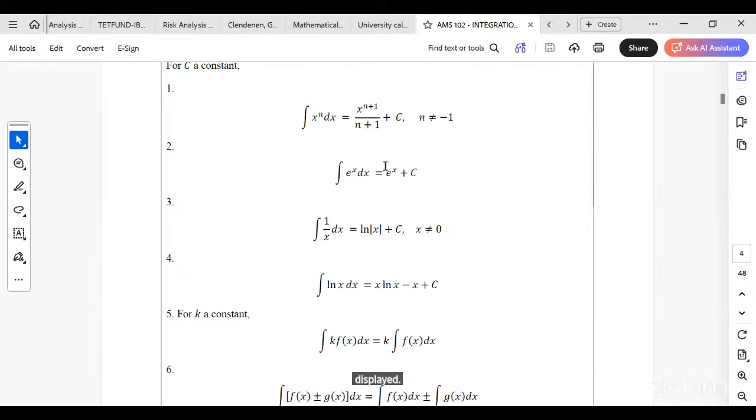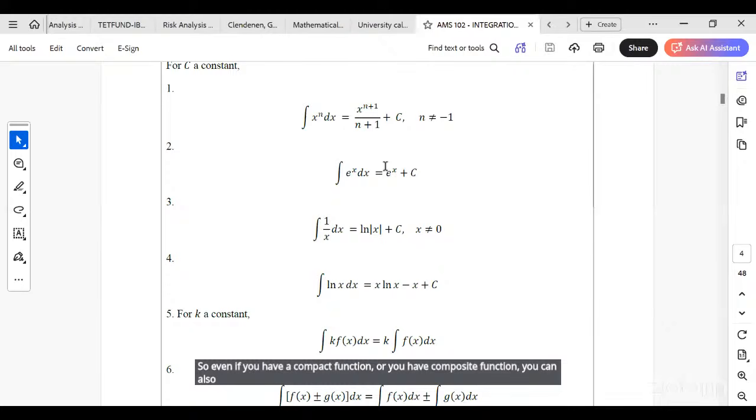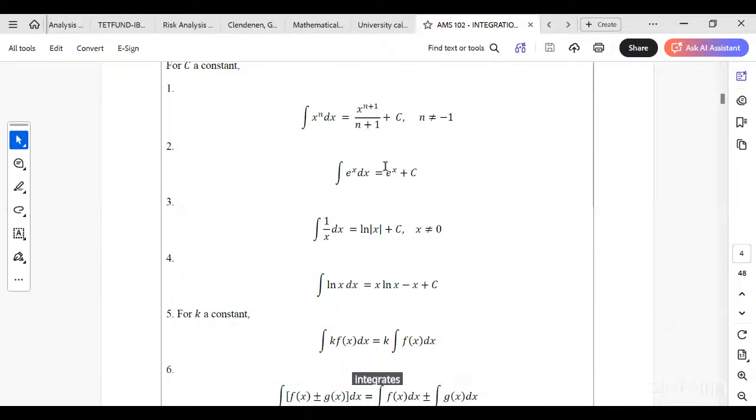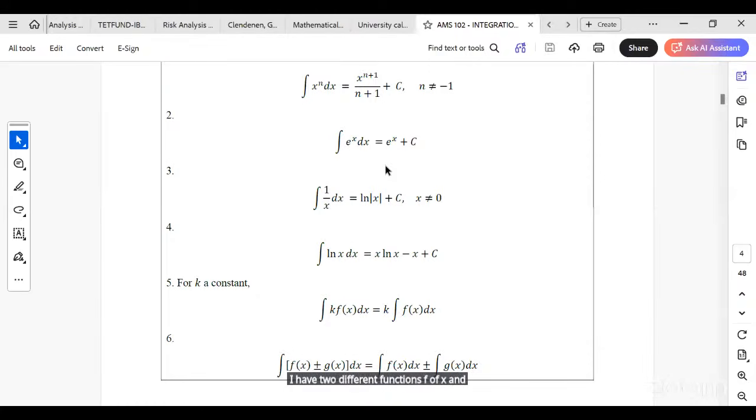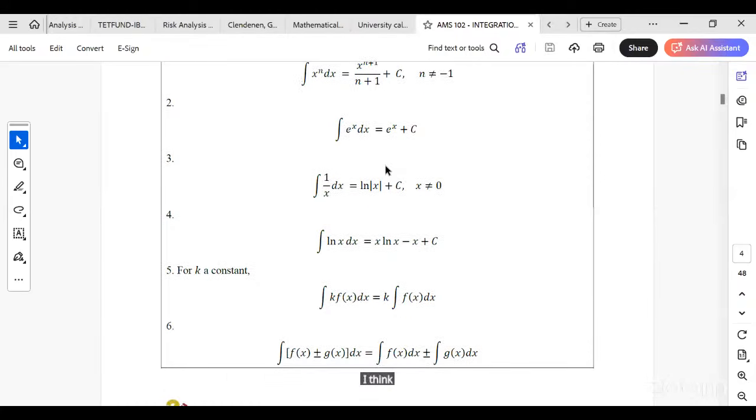So even if you have a compound function or a composite function, you can also integrate. Consider the results in number 6. I have two different functions, f of x and g of x. The two functions can either be added to each other or subtracted from one another. So to integrate the function, you can separate f of x and g of x, and then integrate separately.